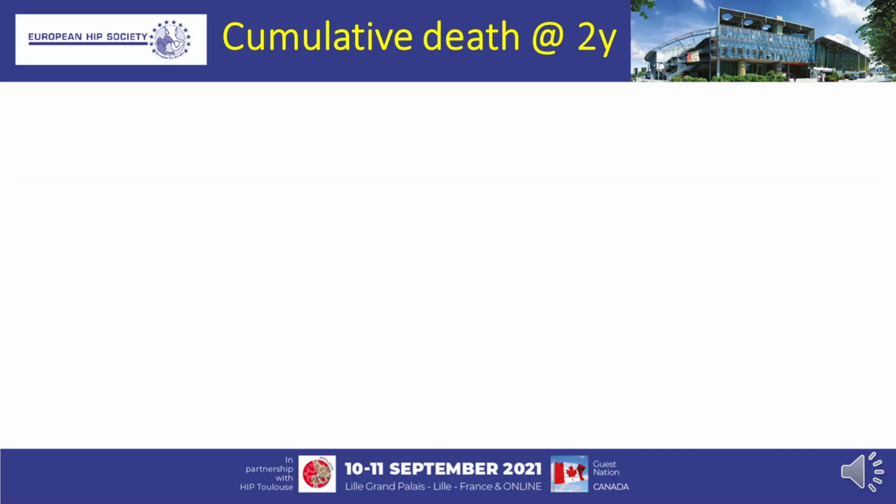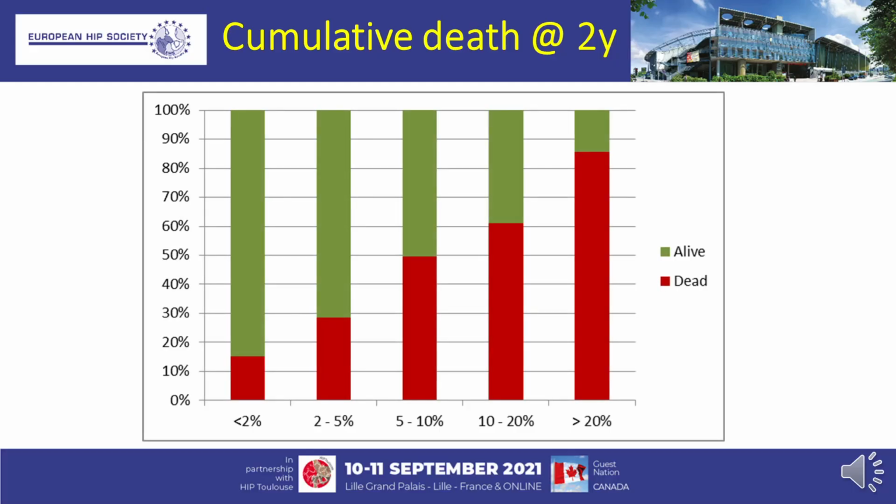This is another way of showing what is happening in a bar graph at 2 years. As you can see, there is a clear separation between the 5 groups with green bars showing patients who are alive and red bars showing patients who have unfortunately passed away.